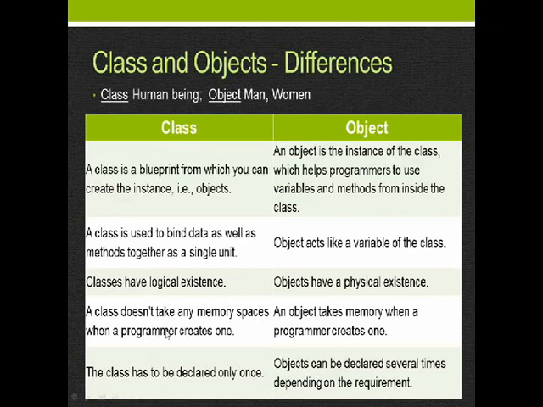A class doesn't take any memory space when a programmer creates one, but an object takes memory when a programmer creates one. A class has to be declared only once, but the objects can be declared several times depending on the requirement.